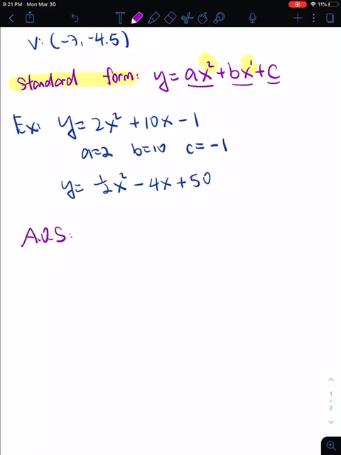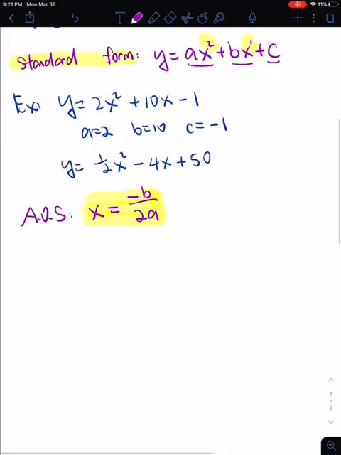Okay, but the key thing that we should know is here's how we can find the axis of symmetry for something that's written in standard form, and it's x is equal to -b over 2a. Okay, so this is very important. We're going to be using this a lot when we work with standard form. So the axis of symmetry is the equation x is equal to -b over 2a.